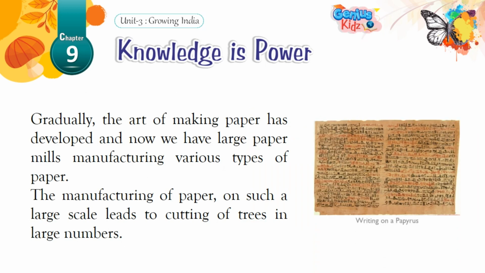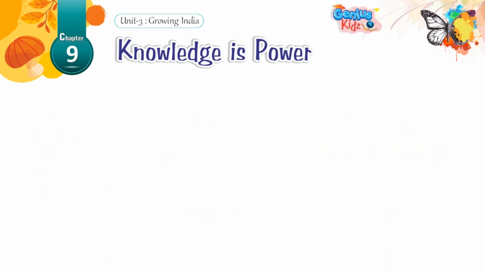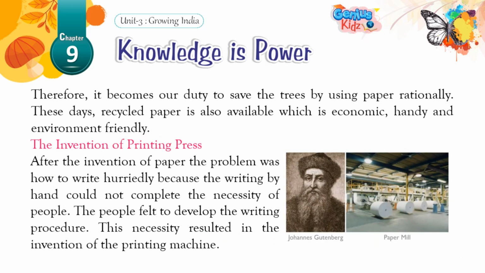Gradually, the art of making paper has developed and now we have large paper mills manufacturing various types of paper. The manufacturing of paper on such a large scale leads to the cutting of trees in large numbers. Therefore, it becomes our duty to save the trees by using paper rationally. These days, recycled paper is also available, which is economic, handy and environment friendly.